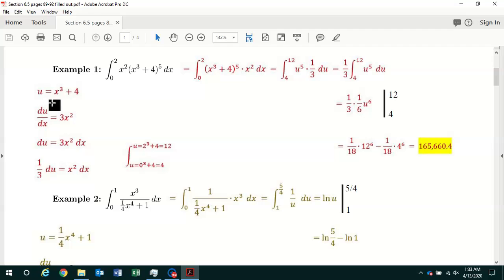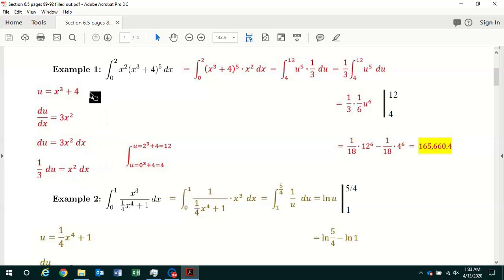So we set U equal to x cubed plus 4, what's in parentheses here, and the derivative of U with respect to x is equal to 3x squared, and then we multiply both sides by dx. The dx's cancel on the left, and we have du is equal to 3x squared dx. Now we divide both sides by 3, and we have 1/3 du is equal to x squared dx.